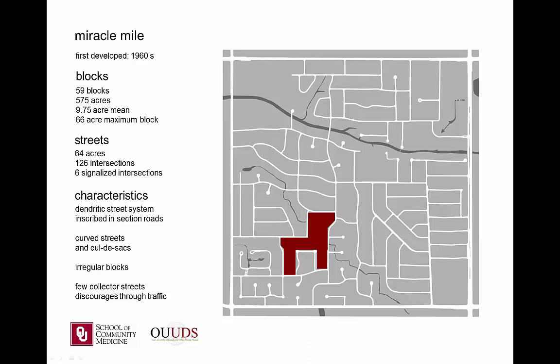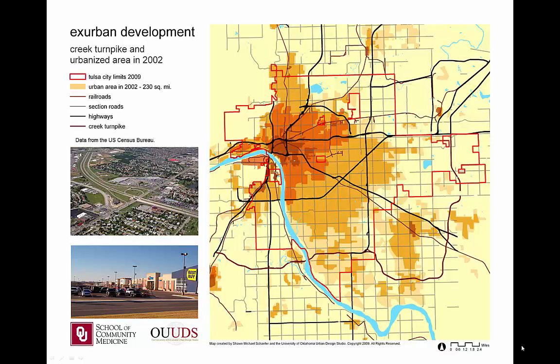The now familiar arterial streets in this example are Harvard Avenue on the west, 51st Street on the north, Yale Avenue on the east, and 61st Street on the south. The pattern inside the area is distinctive, with large irregular blocks nearly 10 acres in size, with a curved dendritic street pattern. There are few collector streets and many cul-de-sacs. Consequently, connectivity is seriously reduced to only 126 street intersections.